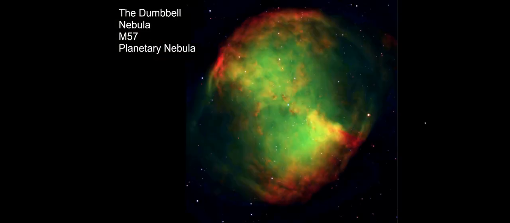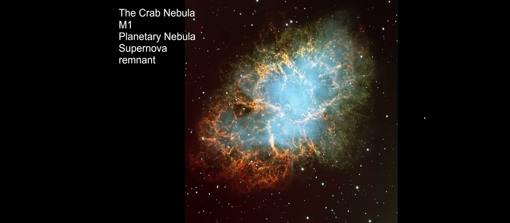This is the Dumbbell Nebula. Again, we're enhancing these colors, but very beautiful in the sky. This is a planetary nebula. You can kind of tell the difference because you can see how clear it is in the center. The Crab Nebula is a supernova remnant. This is M1. This is the first one.